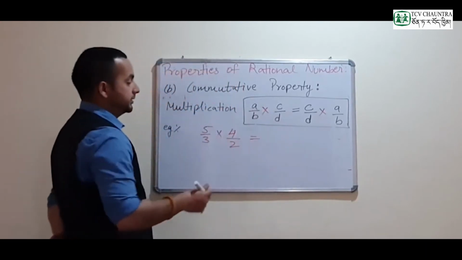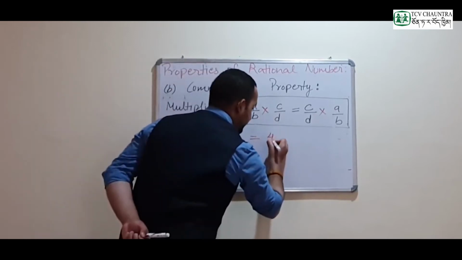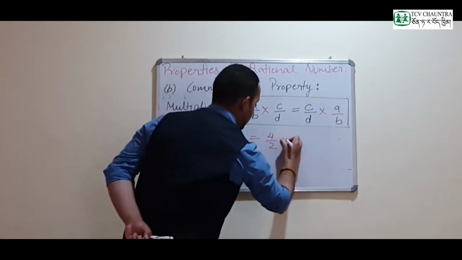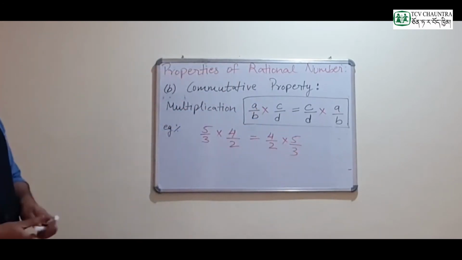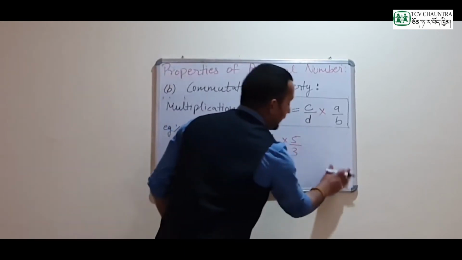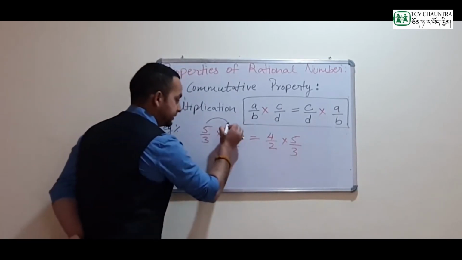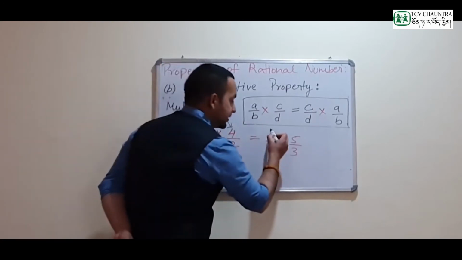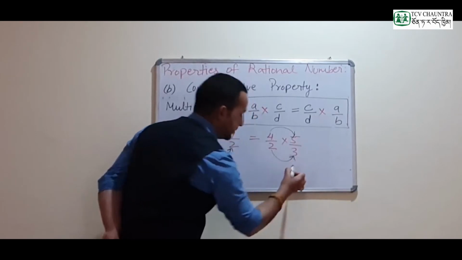Now, on the other side, in place of C upon D, I'll write 4 upon 2, and in place of A upon B, I'll write 5 upon 3. What we had learned is that in case of multiplication, the numerator is always multiplied with the numerator and the denominator is always multiplied with the denominator. Similarly here.